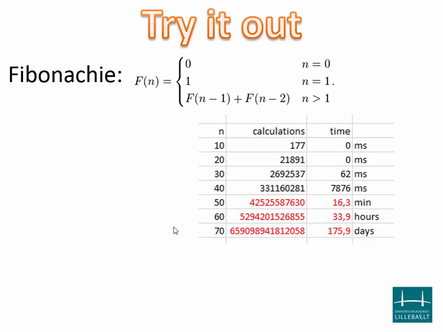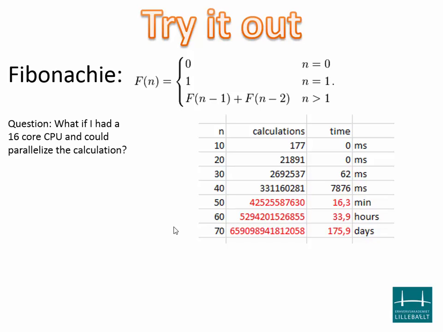So I have looked at how much time it takes to calculate this Fibonacci, and the stuff in red is because I was impatient, so I just estimated it. This is following a quite simple algorithm, so you can calculate how much time it would take. And on my computer, Fibonacci of 70 would take approximately 175,76 days, approximately.